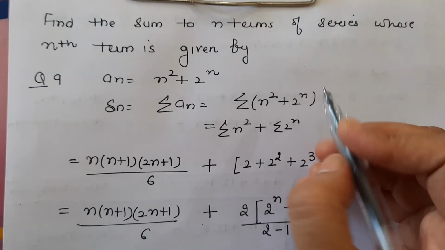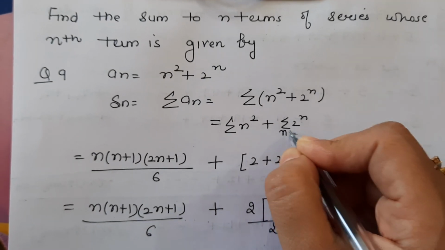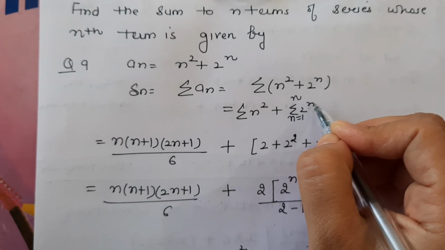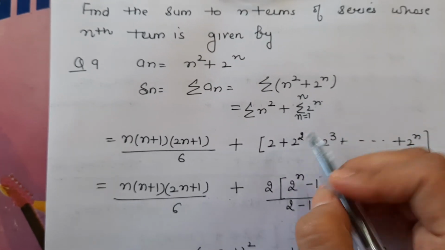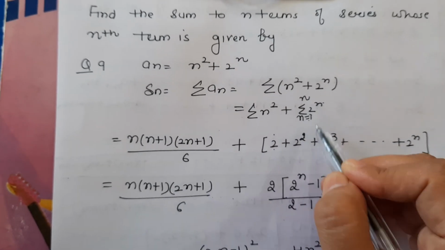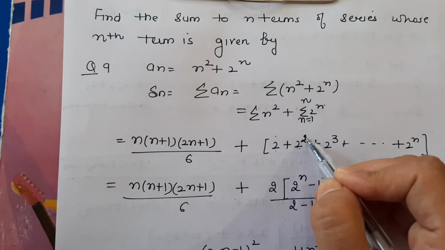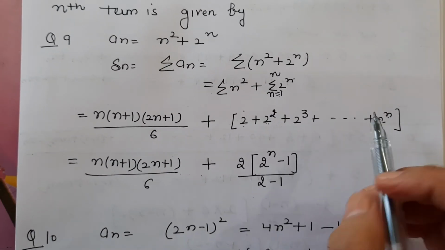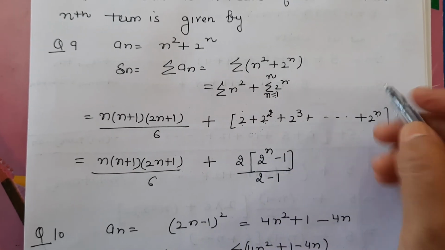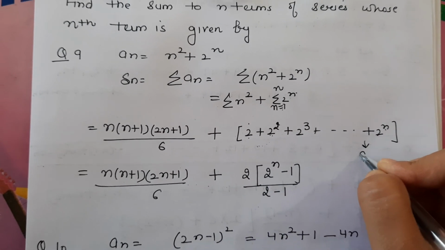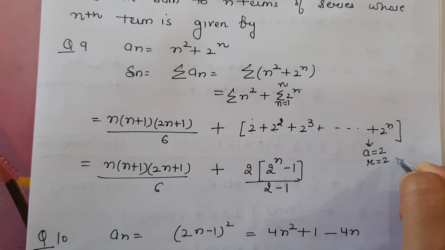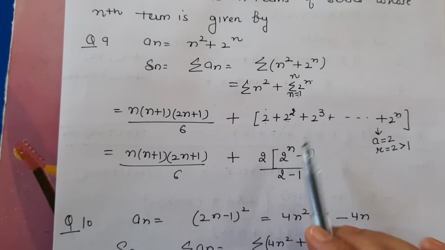Now this series, you are finding the sum of n terms from 1 to n, right? That means for the first term, we'll put n is equal to 1, 2 raised to the power 1. For second term, n is 2, 2 raised to the power 2. For last term, we put n is equal to n, right? Clearly this series is in GP. The first term a is 2, common ratio r is 2, which is more than 1. So apply the formula of GP.